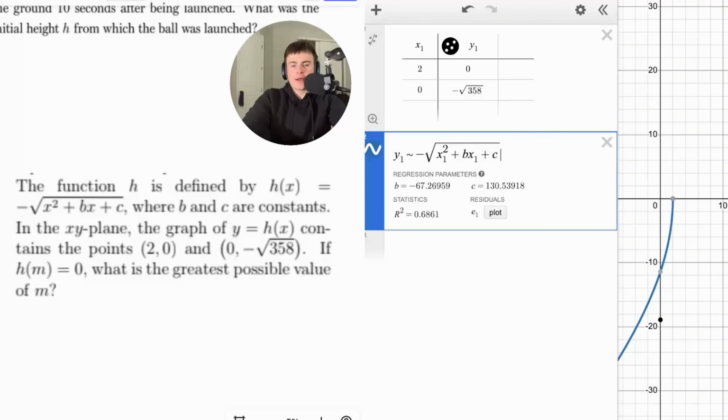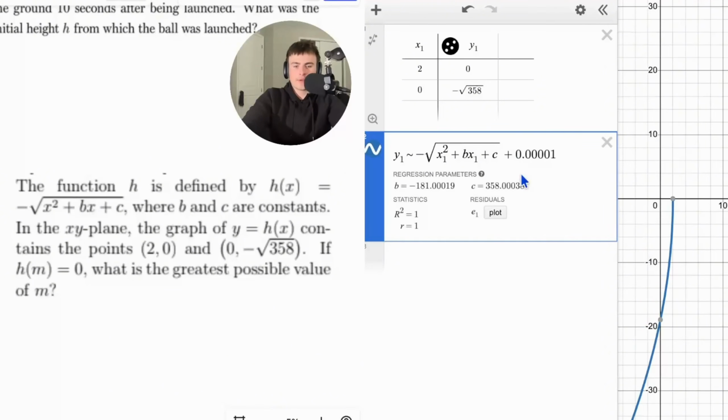This is like a little hack that you can do to make sure your regression is true. I don't really know why it even happens, but I've just found it through experimenting. If you do this, it just makes it accurate. So r squared is 1 now, and then c is just like 358. So it's basically an integer, which is always reassuring. So you just add a really tiny value, and now it's actually accurate because it's going through the points.